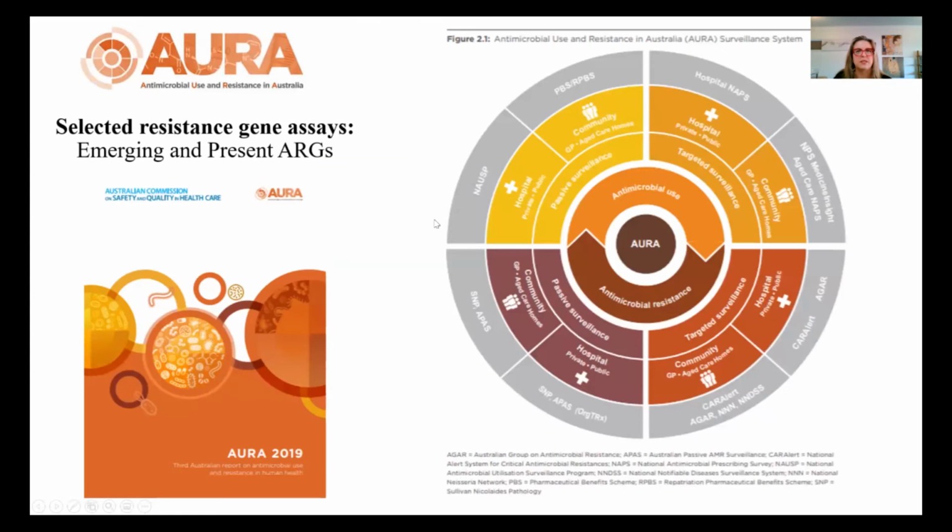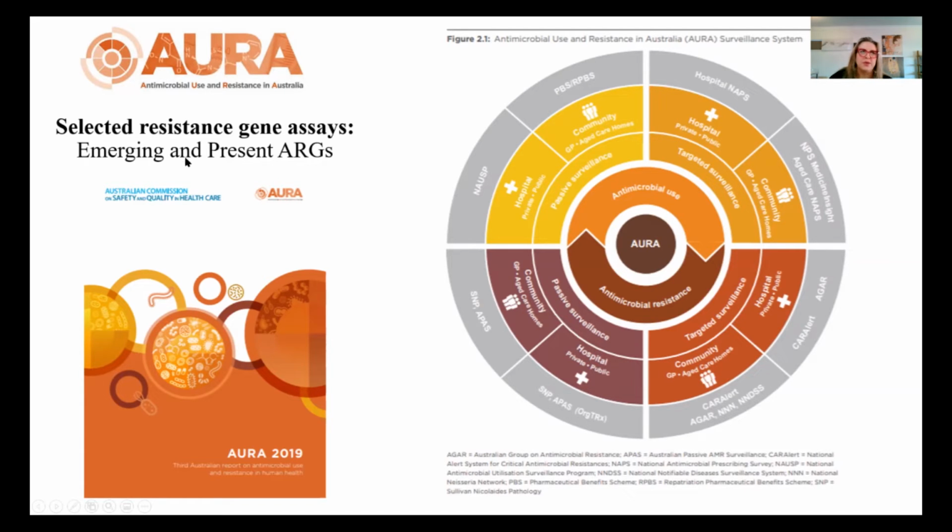So the first step for us was to understand which are the emerging resistant genes, which often are not included in the metagenomics databases available at the moment. In Australia, the emerging resistant genes are evaluated by the Antimicrobial Use and Resistance in Australia entity, which discovers the genes that are entering or emerging in Australia, or are not yet in Australia but are present abroad, and we have to monitor them in order to identify when a potential outbreak can happen or not.